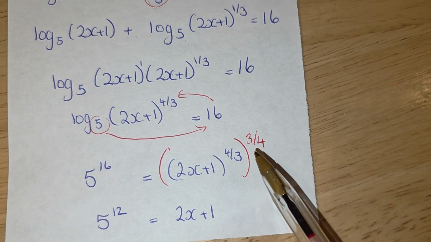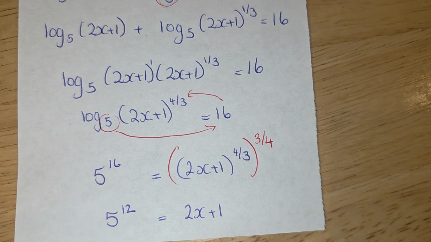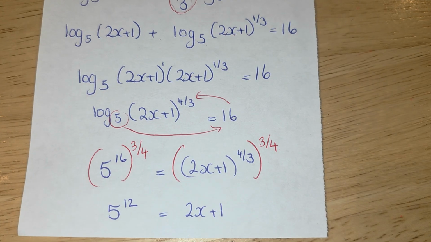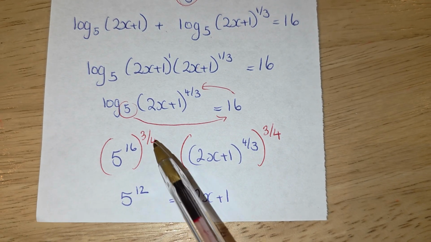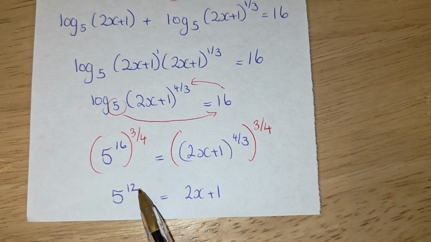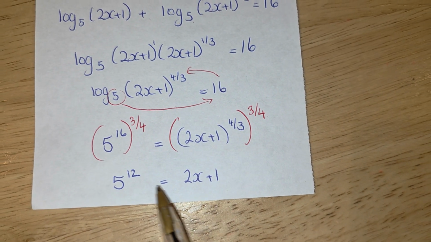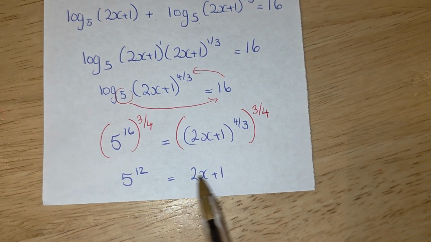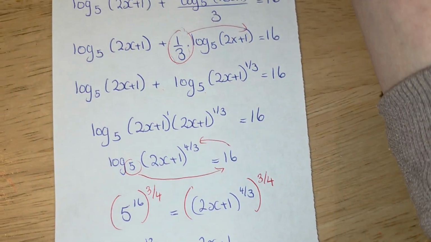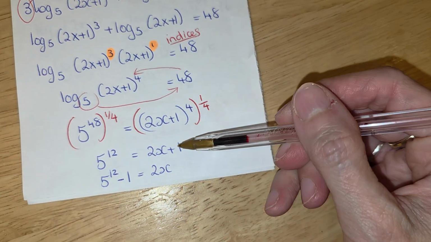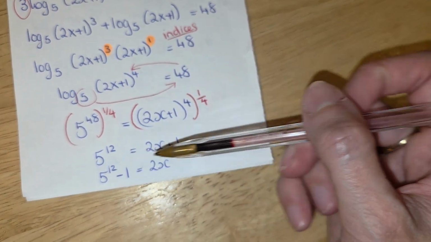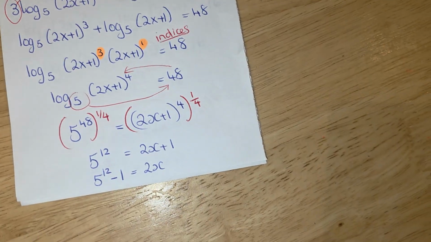But remember, if I do it to this side, I have to do it to the other side as well to keep the equation balanced. Okay, and apply a power to a power. 16 multiplied by 3/4 is a power of 12. So now you'll notice where I'm at now with my equation. So 2x plus 1 is equal to 5 to the power of 12. That's what I had when I did it the other method. I had 2x plus 1 is equal to 5 to the power of 12. So the rest of it then is the exact same solution.